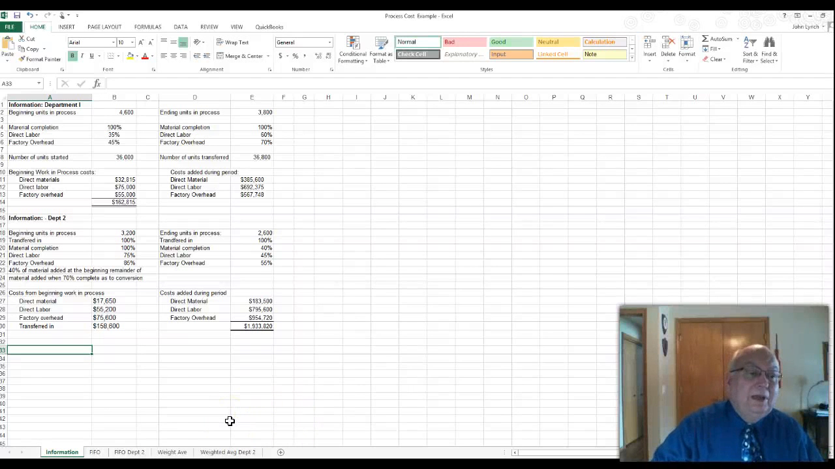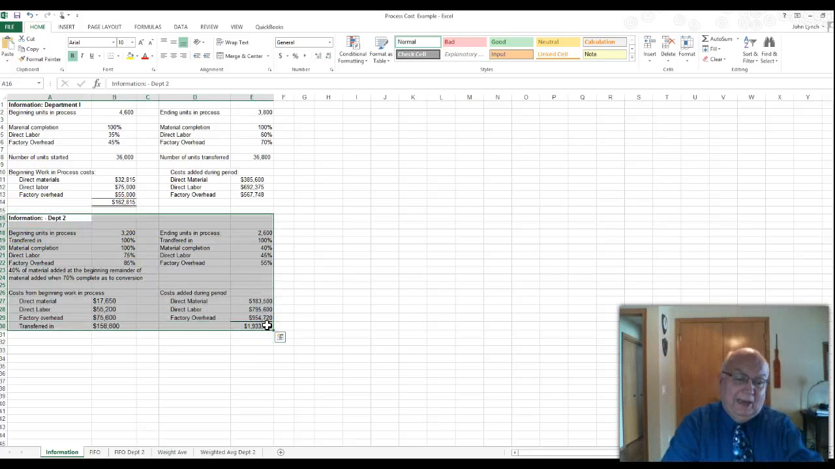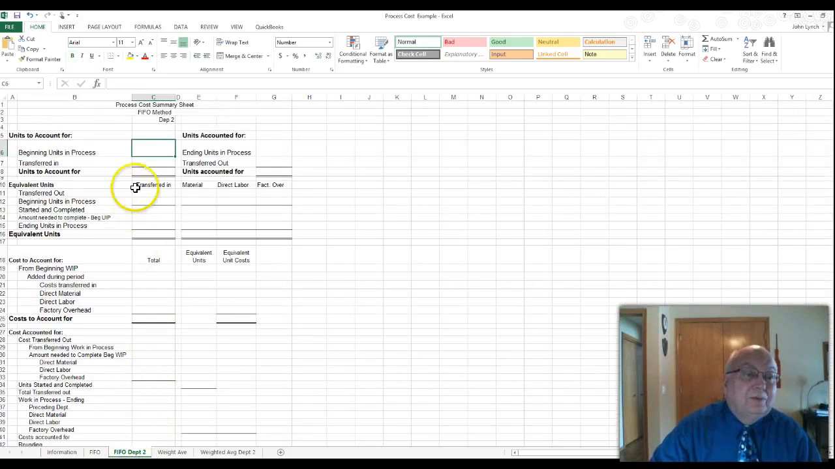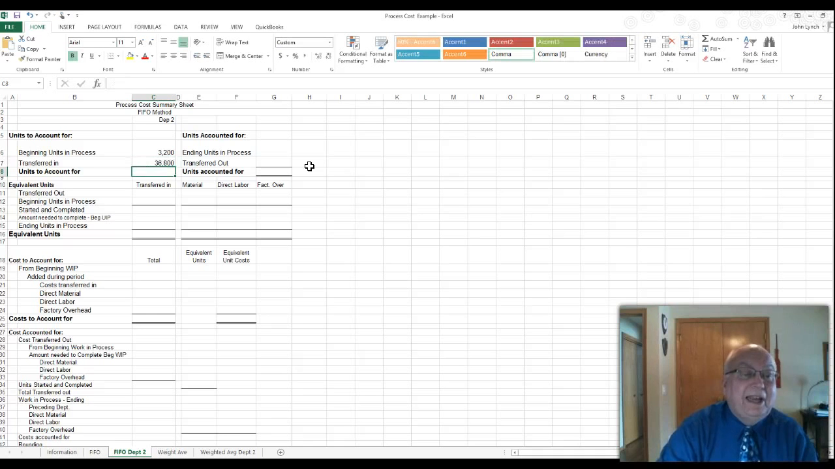Okay, now we're going to do the same problem that we've been working on, except this time we're going to do Department 2. And I'm hoping I can get through both of them because, like I said, there's not a lot of difference. If you understand the first two, this is a continuation of them. Okay, so I won't spend much time on this because, again, this section will be given. So in this case, it was 3,200. And now this is 36,800.